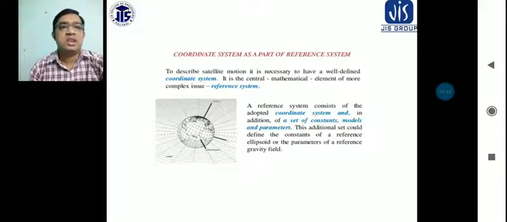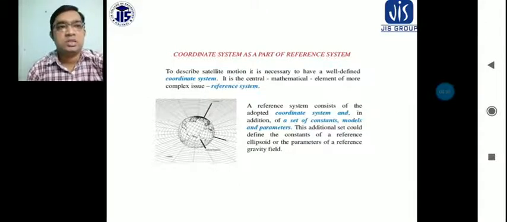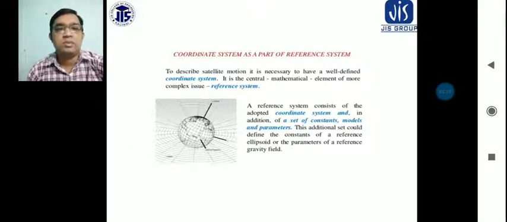Basically, it is the central mathematical element of more complex issues such as reference systems. The movement of all these coordinate systems is considered, and reference planes are considered. Mathematicians treat more complex issues according to reference planes. Either rotations, translations, or scalings are done with respect to the reference systems, and the reference systems come from these different elements.